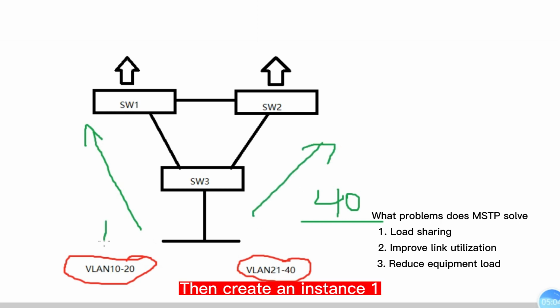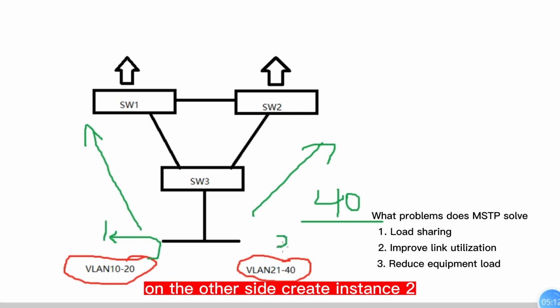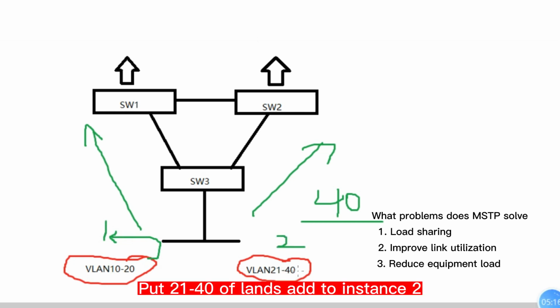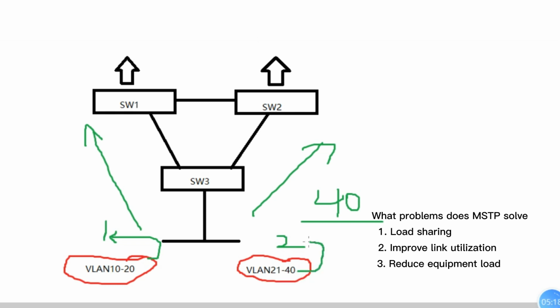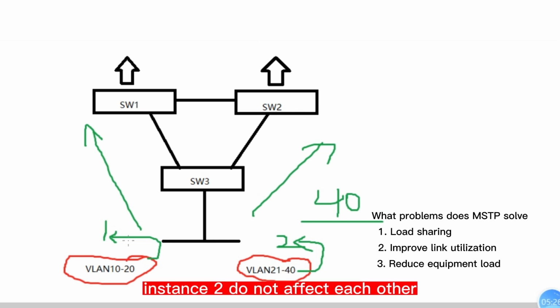Then create instance 1. It is equivalent to the concept of a group. Then add VLANs 10 to 20 to the group. On the other side, create instance 2 and add VLANs 21 to 40 to instance 2. Then instance 1 goes to the left and instance 2 goes to the right. This shows that instance 1 and instance 2 do not affect each other.